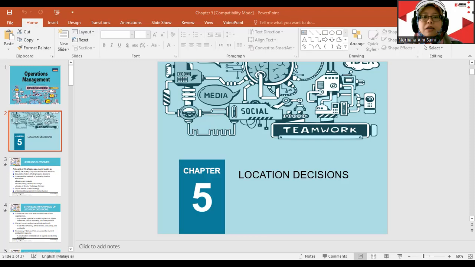For example, the project site. The supplies need to go to the project site, the human resources need to go to the project site, and all the machines and all the transportation need to go to the project site. So we call that the fixed position layout.